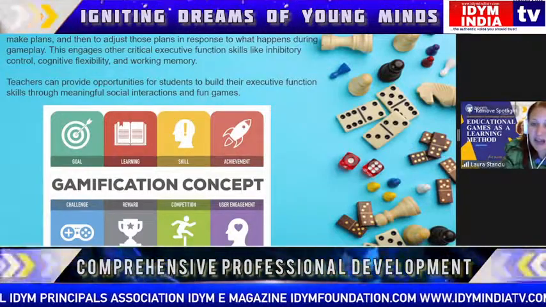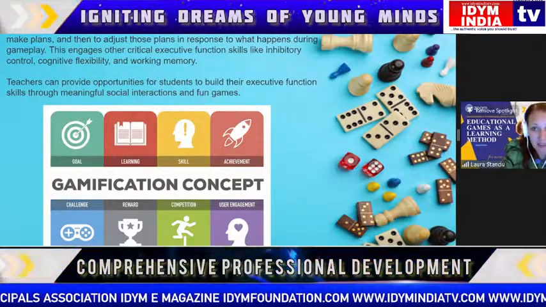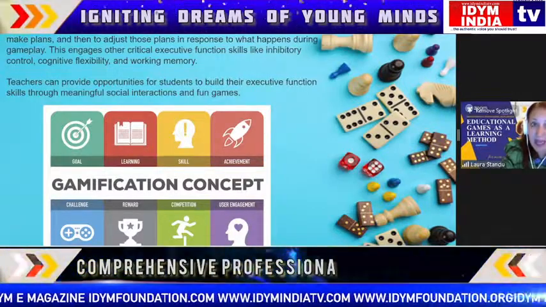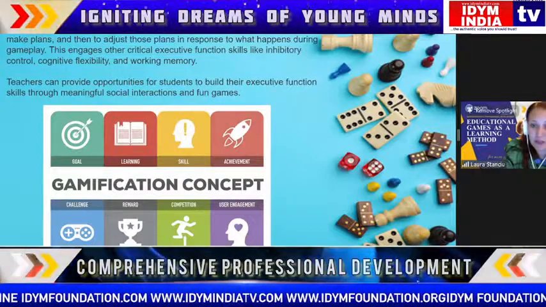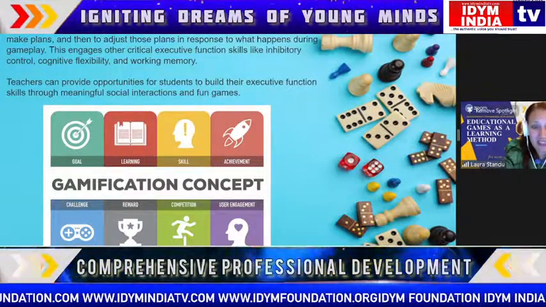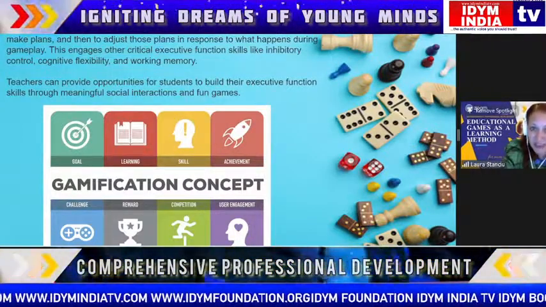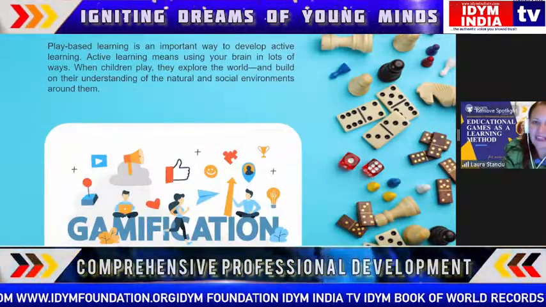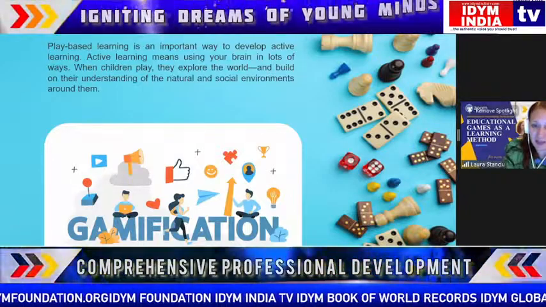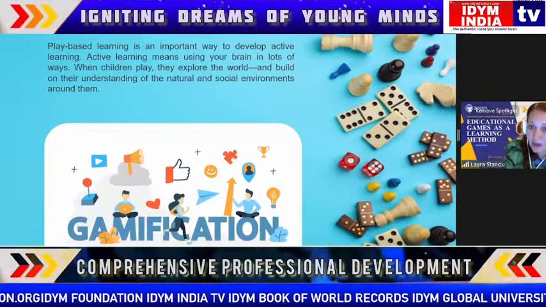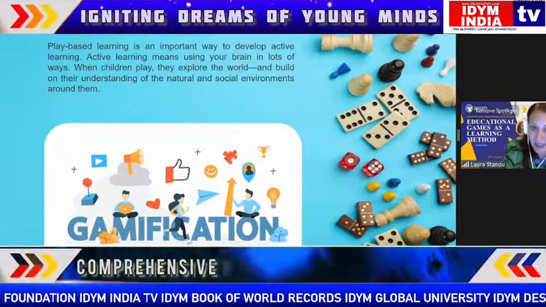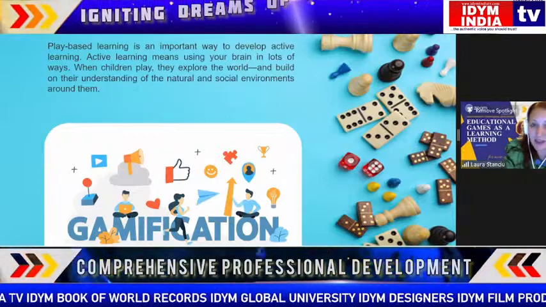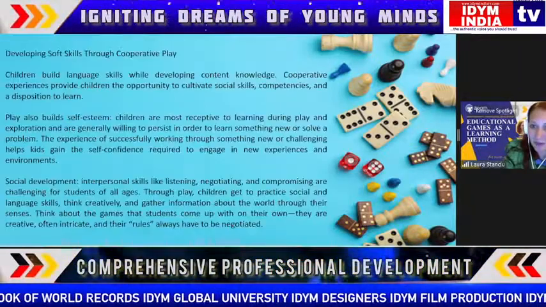This engages other critical executive function skills like inhibitory control, cognitive flexibility, and working memory. Teachers can provide opportunities for students to build their executive function skills through meaningful social interactions and fun games. Play-based learning is an important way to develop active learning. Active learning means using your brain in lots of ways. When children play, they explore the world and build on their understanding of the natural and social environment around them.